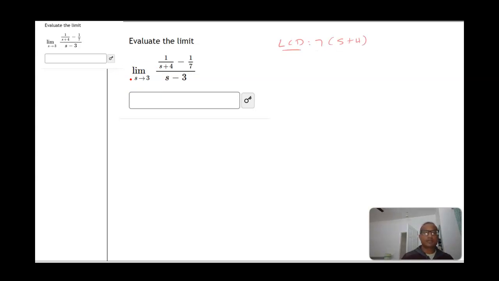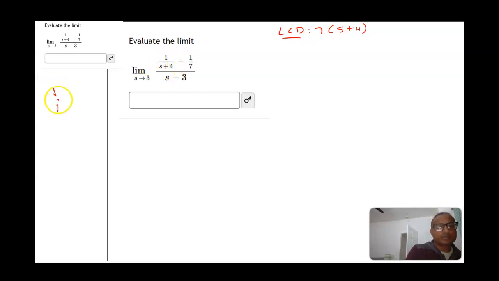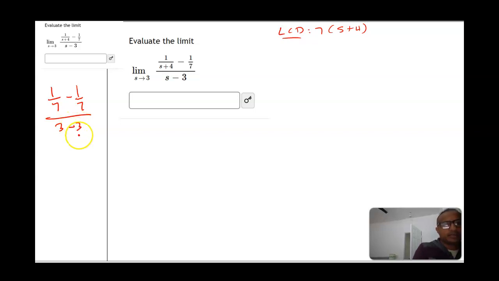So the first step is always going to be direct substitution. If you do direct substitution on the numerator, we get 3 plus 4 is 7, so we get 1 over 7 minus 1 over 7 on the numerator. In the denominator, we get 3 minus 3. So this gives you 0 over 0. That's indeterminate. So when it's indeterminate, we are going to have a special method where we get rid of the denominator.